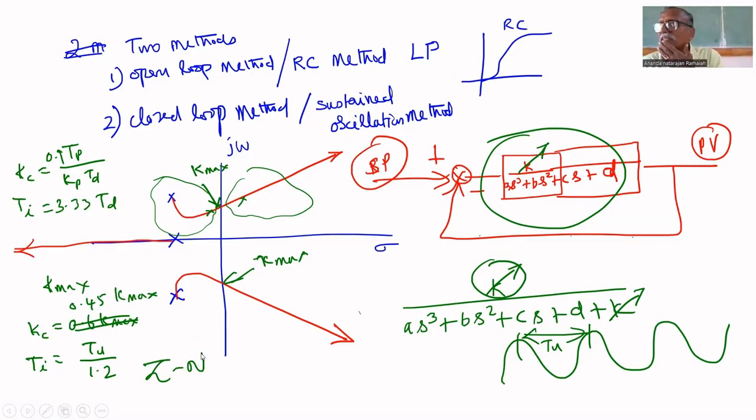Two scientists found this: one person named Ziegler, another person named Nichols. That's why it is called the ZN formula, the ZN thumb rule. They found it in 1949. When they found the formula, in 1949, there was no electricity.